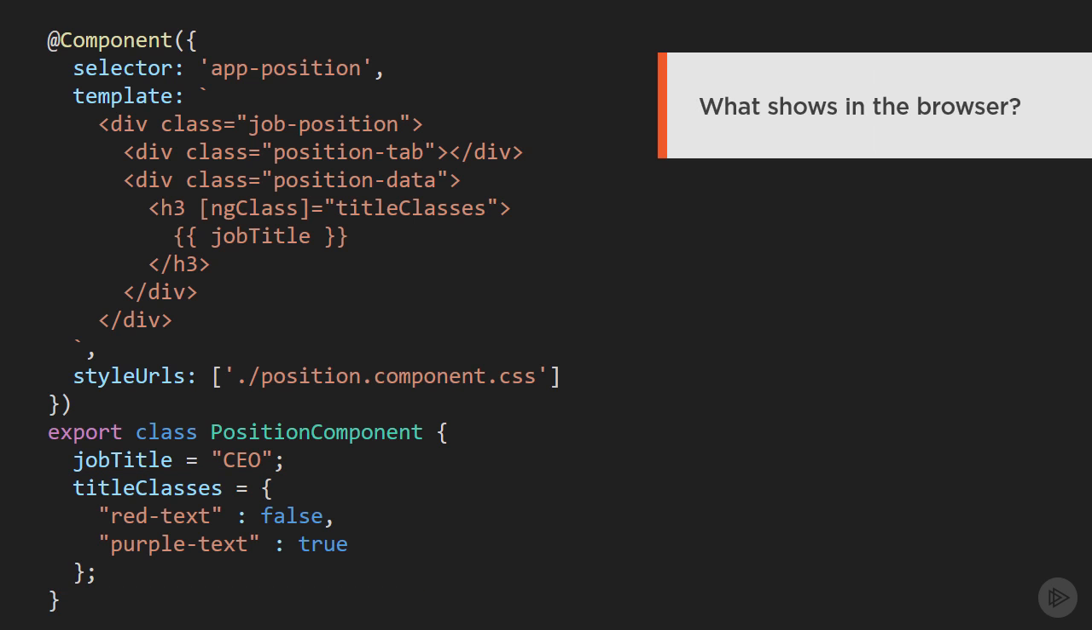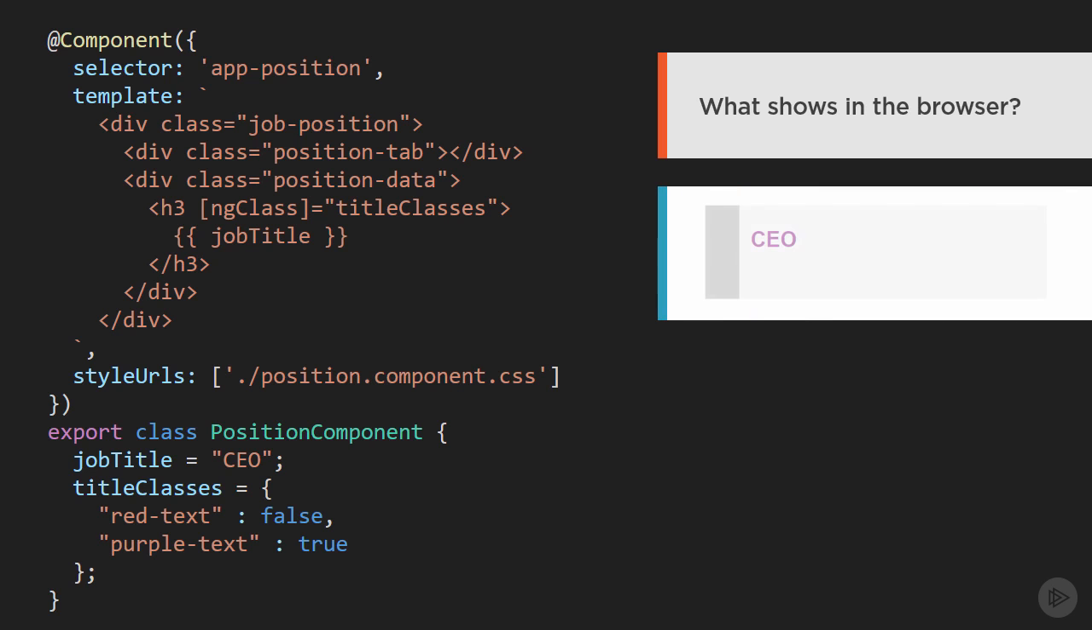What shows in the browser? We get our component, and the CEO text is purple. And that comes from purple text being initialized to true. And the great thing about this ngClass binding is that we can dynamically change this object and change our styling as our application state changes.